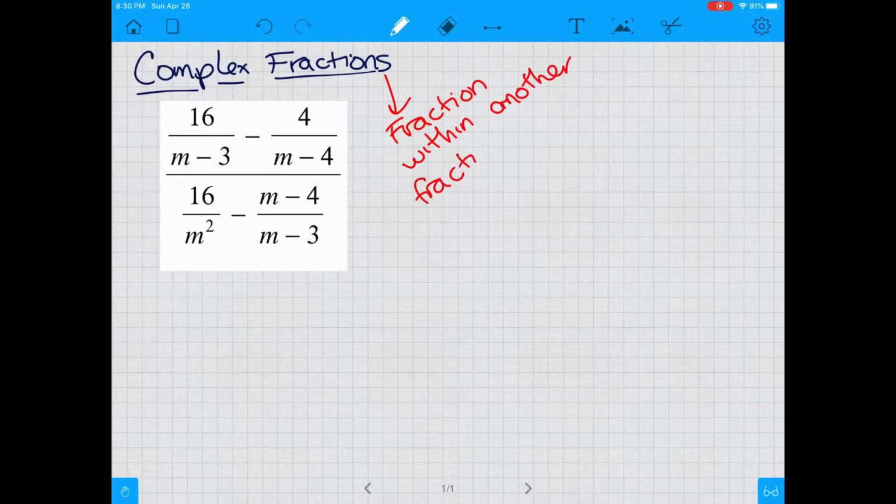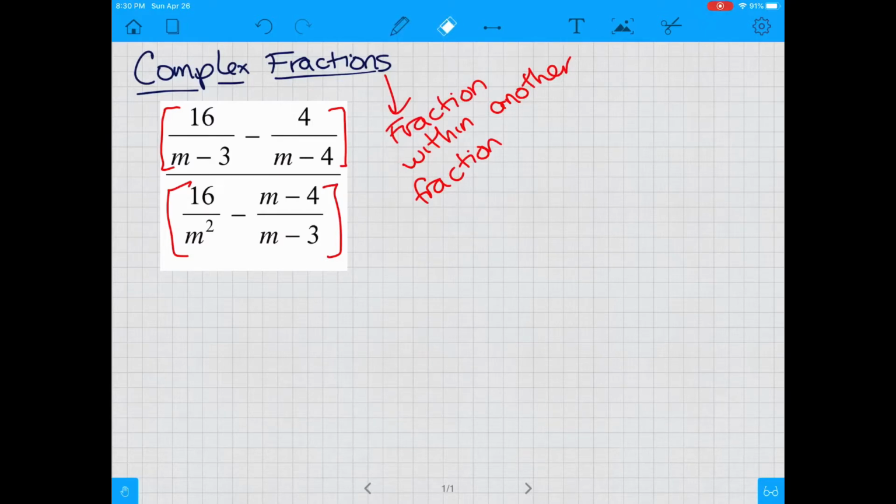Right, so you can see within this larger overall fraction, I have two fractions in my numerator, and I have an additional two fractions in my denominator. Now, at first, you may be looking at this, and you may be somewhat overwhelmed. It does look like a lot, and I agree, there is a lot going on here.